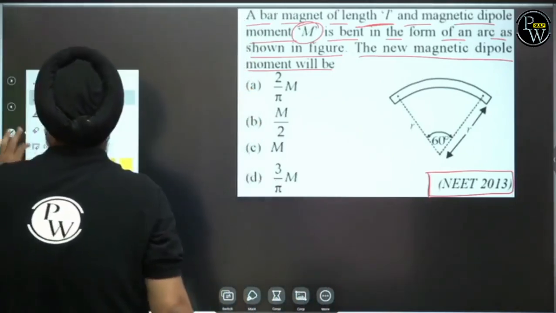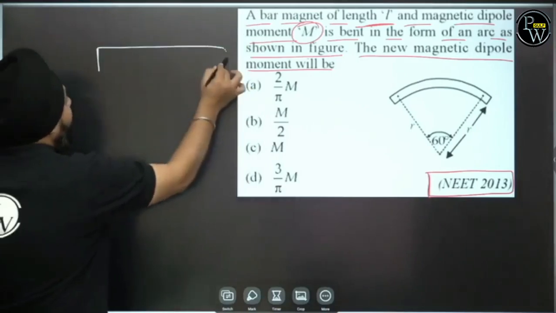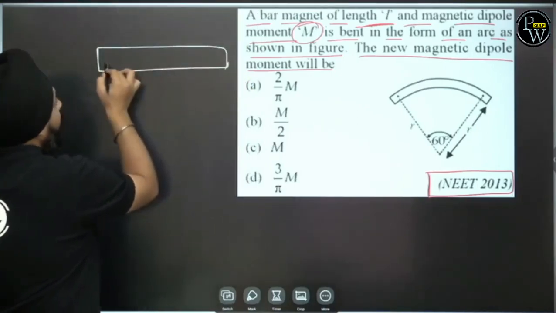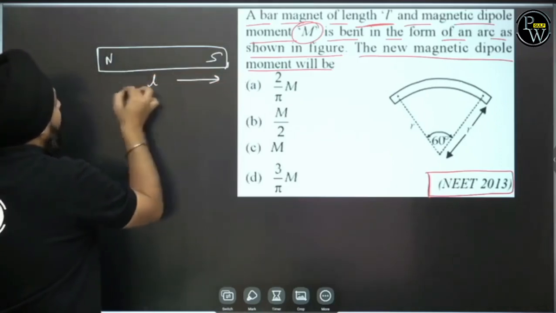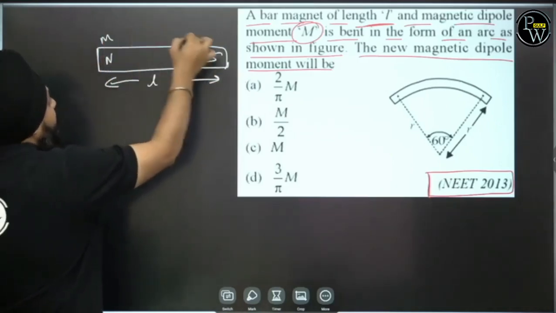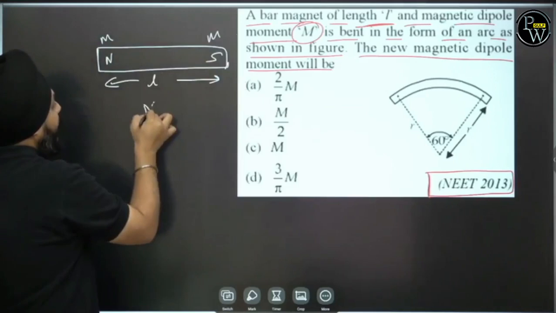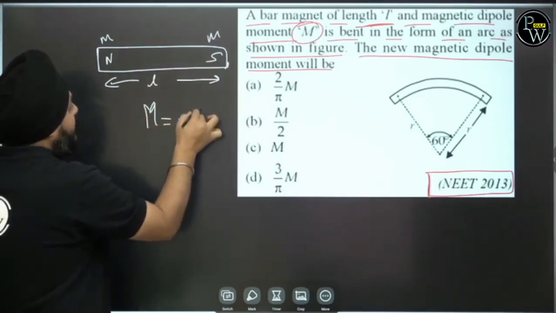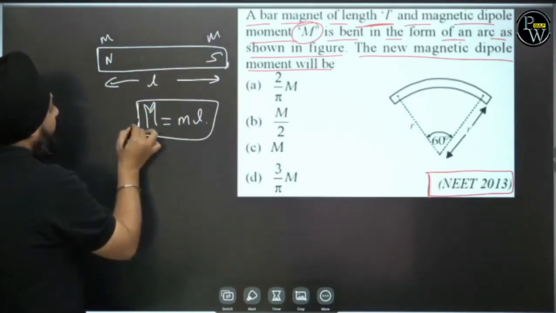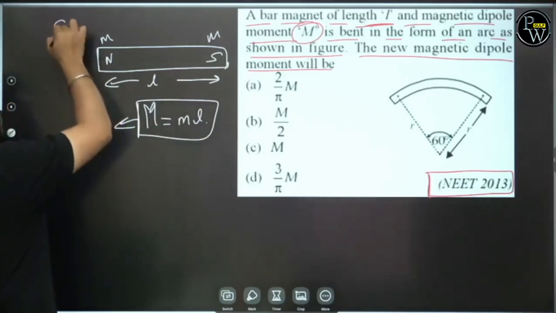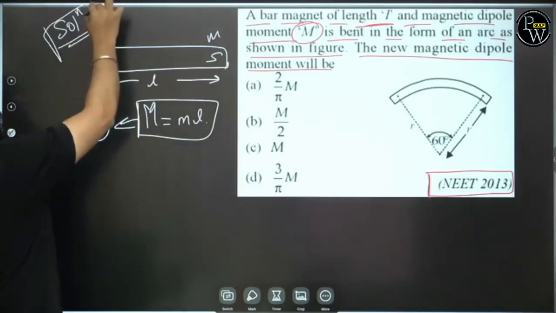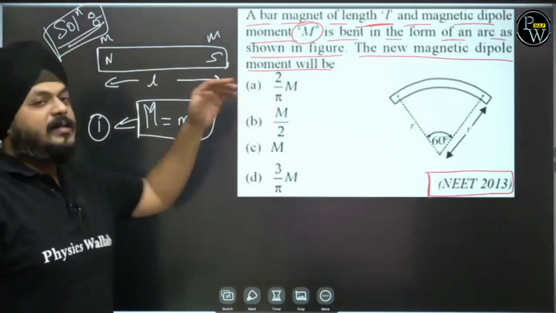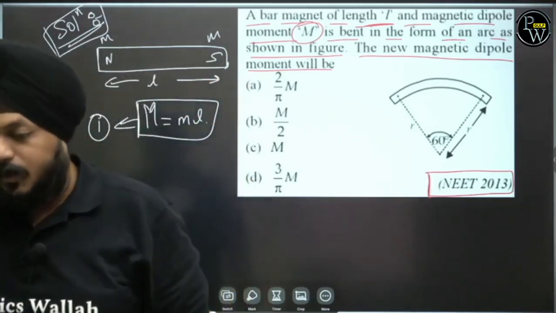See, initially the magnet is like this way. Let's say this is the north pole, this is the south pole, the length of the magnet is L, the pole strength is m, right? So the magnetic moment capital M is small m into L. Can I consider this as equation number 1? Yes or no?